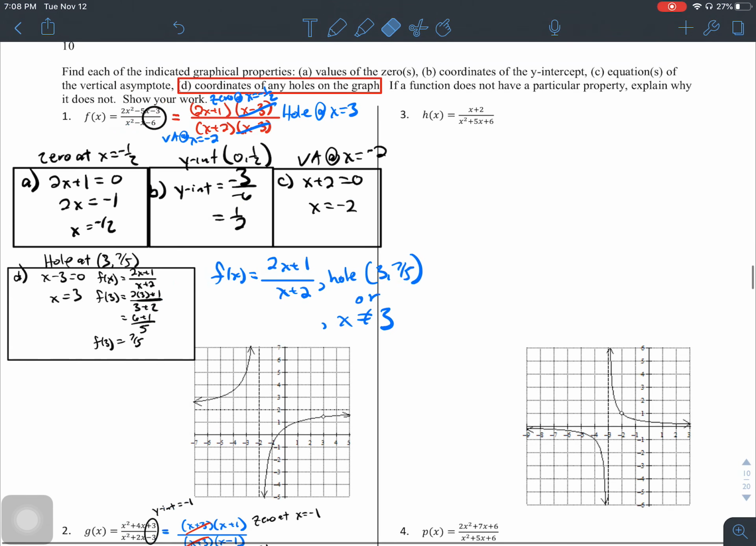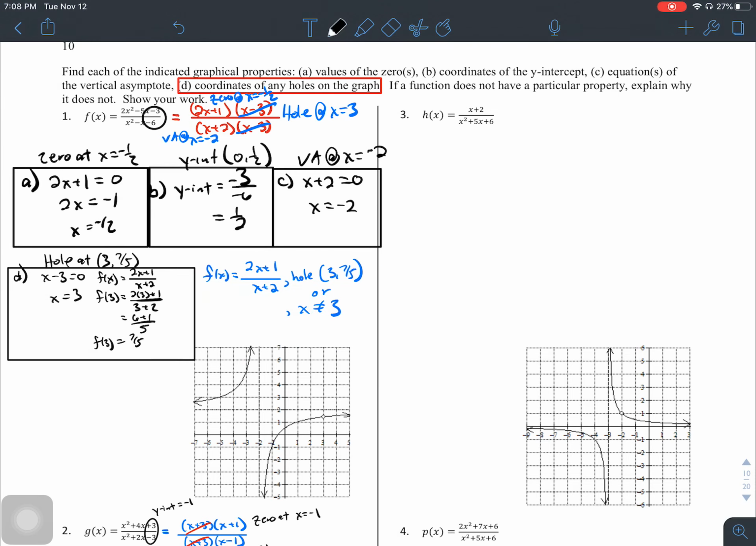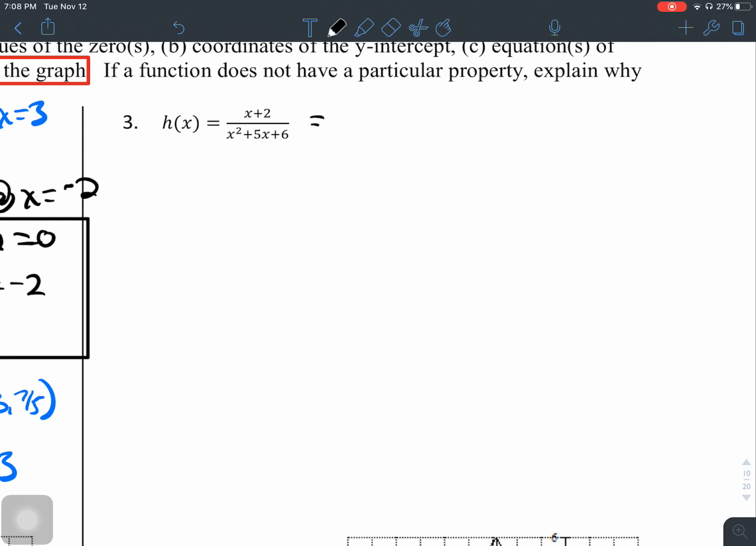All right, number 3. I'm going to show my work for this because it seems like it's a lot less writing. Factor. The bottom factors into an x plus 2 and an x plus 3.